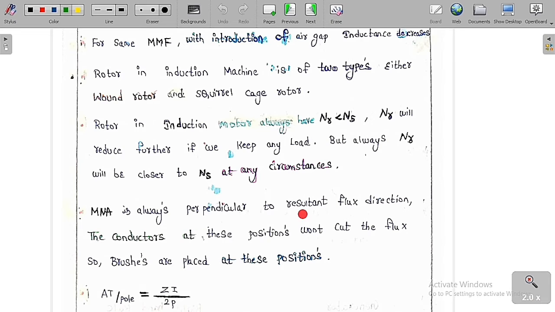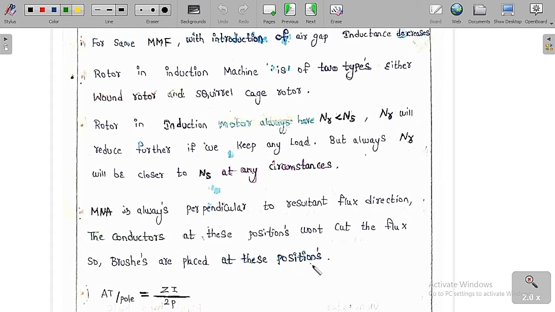It is always perpendicular to the resultant flux direction. The conductors at this position won't cut the flux, so brushes are placed at these positions. I have already told you MNA, the magnetic neutral axis, is always perpendicular to the resultant flux direction. So at this position, if you place the brushes, there will be no flux. Whichever coil is going under commutation, that coil will never intersect the flux. So no induced voltage, so no sparks. That is the reason we keep the brushes at these positions. So therefore, MNA is always perpendicular to the resultant flux direction.